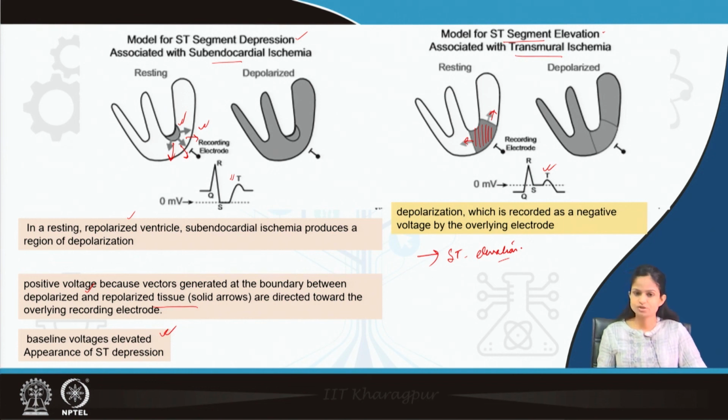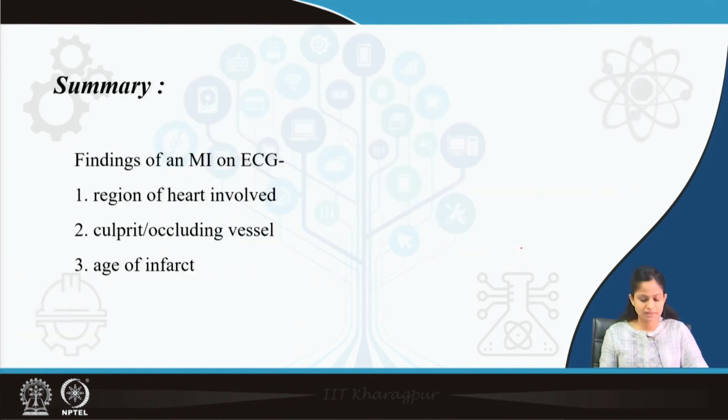So, these are the physiological changes we tend to see in myocardial infarctions. Whenever any ECG is given to you, you are supposed to see which region of the heart is involved, besides the sinus rhythm, PQRS complexes, normal axis, the culprit or occluding vessel, and the age of the infarct, whether it is acute, subacute or old infarct.